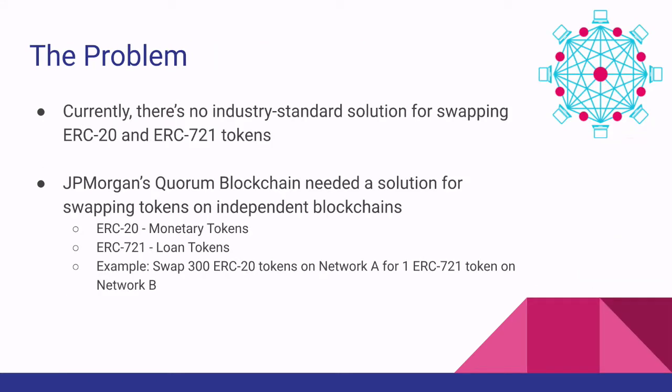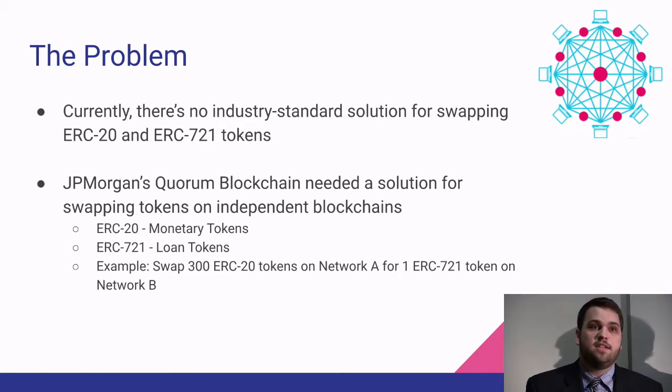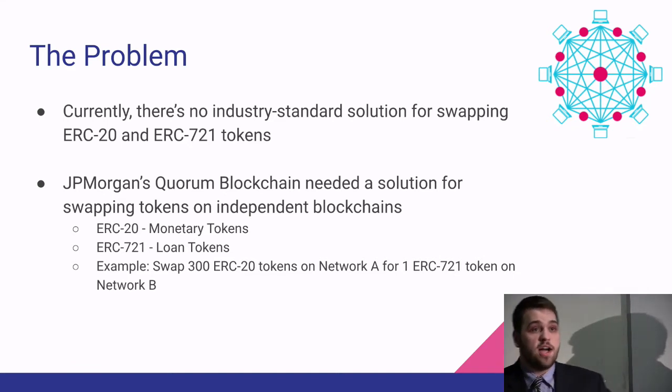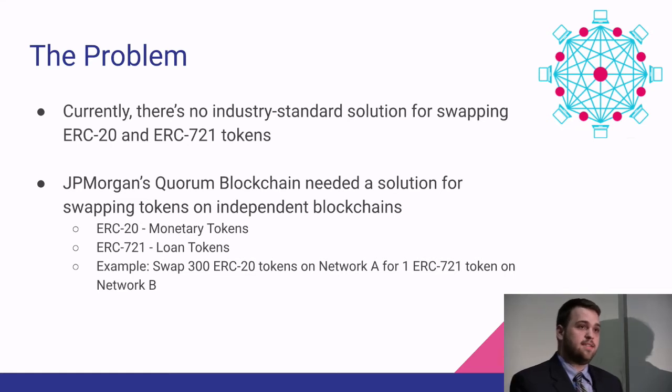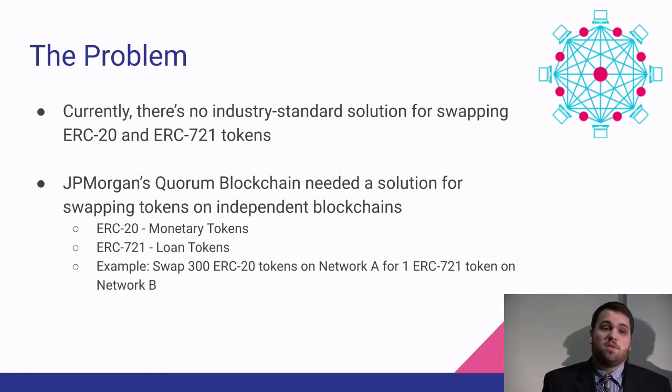So the initial problem was kind of multifaceted. There were two big issues that we had to look at. First and foremost, there was really no industry standard for swapping an ERC20 token for an ERC721 token. These are two specific types of smart contracts that exist on the Ethereum network. One holds monetary value, that's the ERC20 token, something like a buck, like $1 that exists on the blockchain. Whereas an ERC721 token is more of a loan. It's a very specific instance of something. So we've been working with it as a loan, pretty much, like a mortgage for a house.